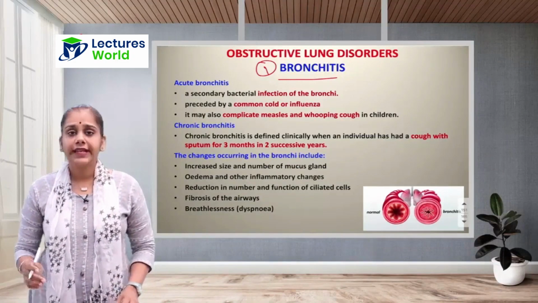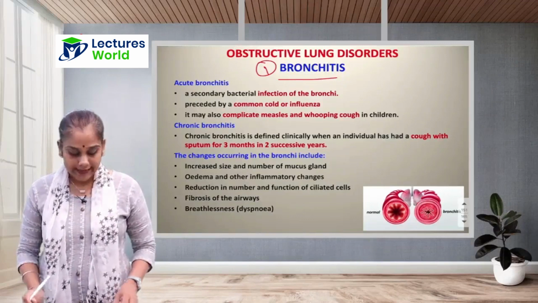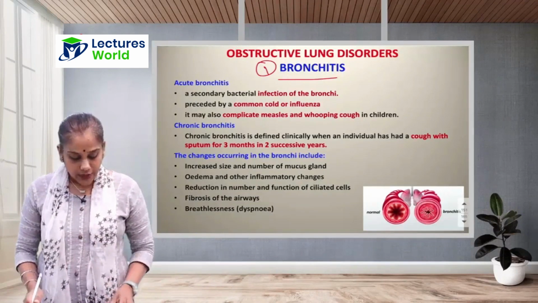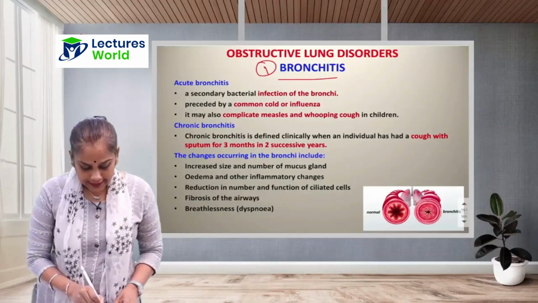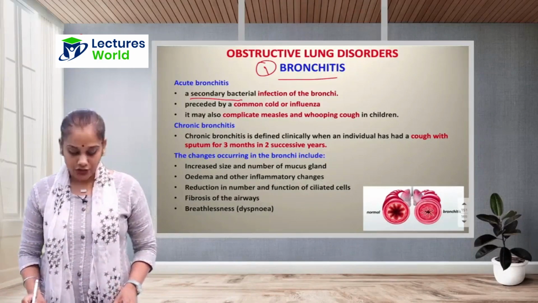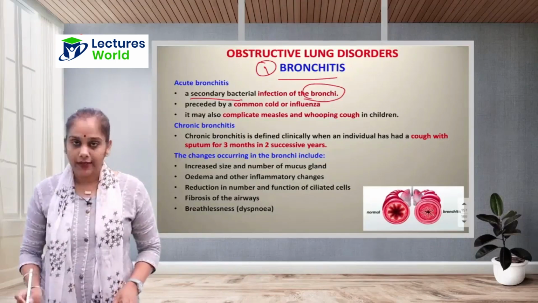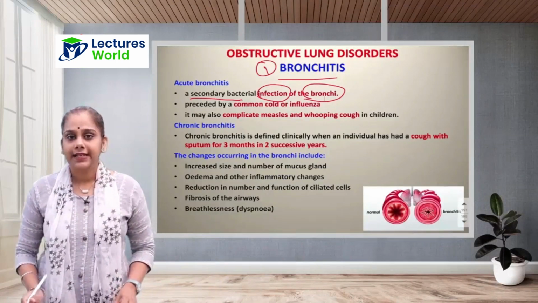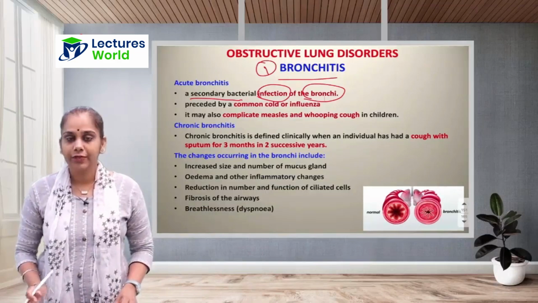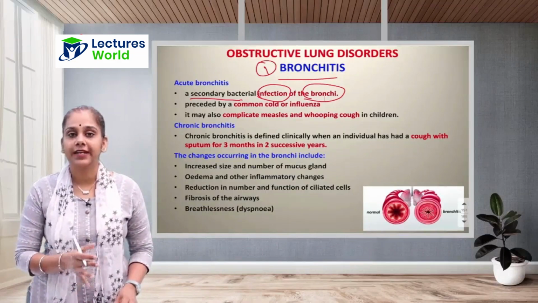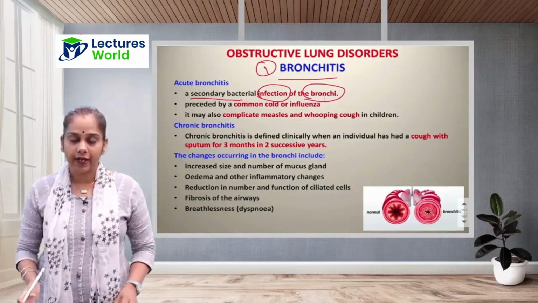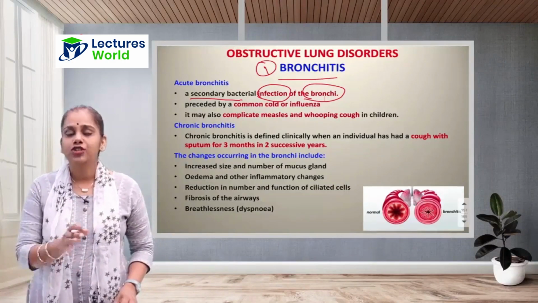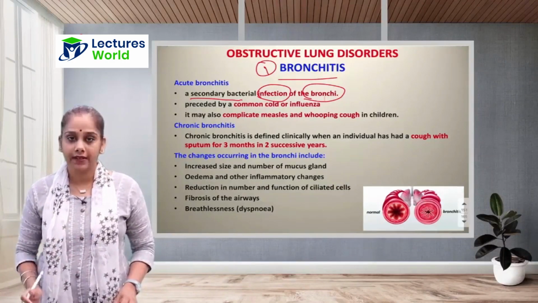There are two types of bronchitis: acute bronchitis and chronic bronchitis. Acute bronchitis is a secondary bacterial infection of the bronchi. Why? Because the infection spreads from the upper respiratory tract and is transmitted into the bronchi. So that is known as a secondary infection.